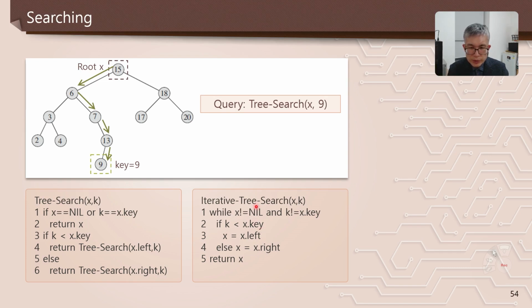For the iterative tree search case, we can use a for or while loop, while x is not nil and k is not equal to x.key, and then we can search. If k is less than x.key, we search the left subtree, so x.left is assigned to the pointer x. Otherwise, the right subtree is used: x.right is set to the pointer x. So we can repeat, and once we find it, we return x.